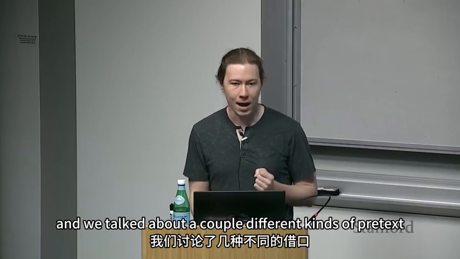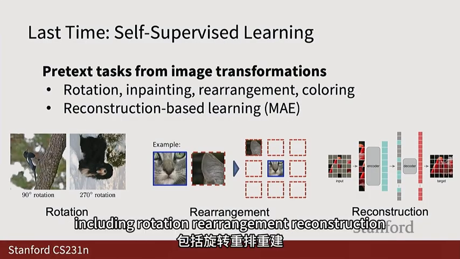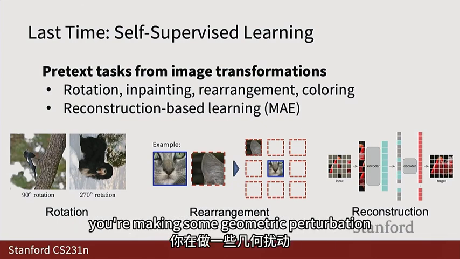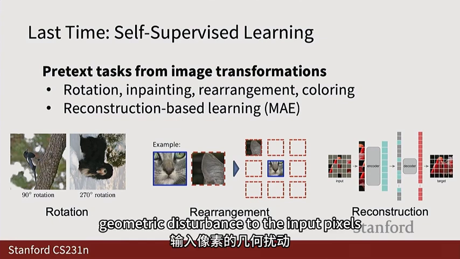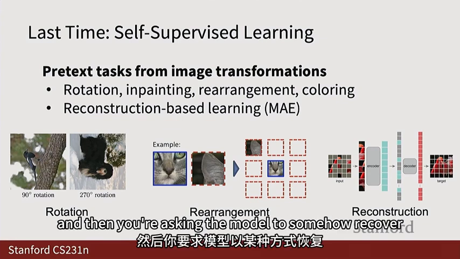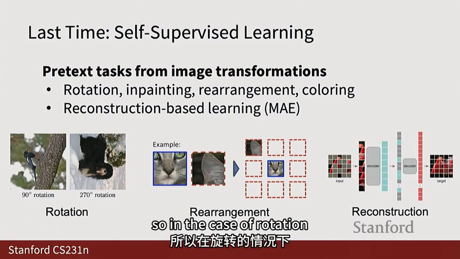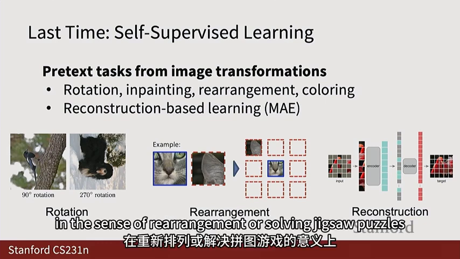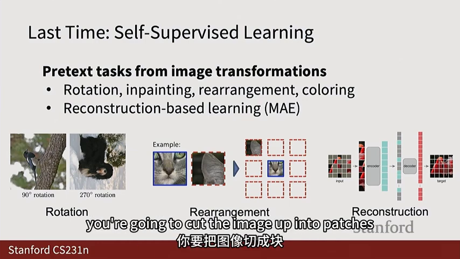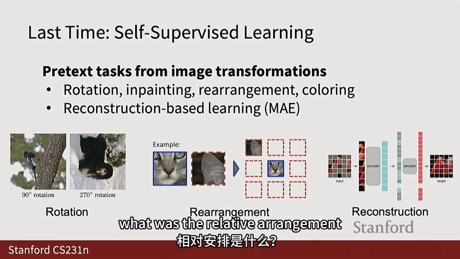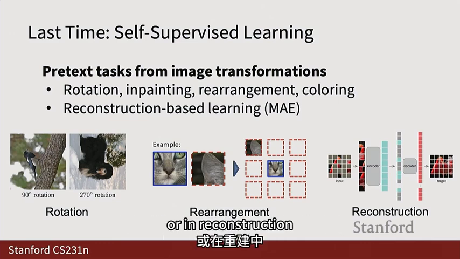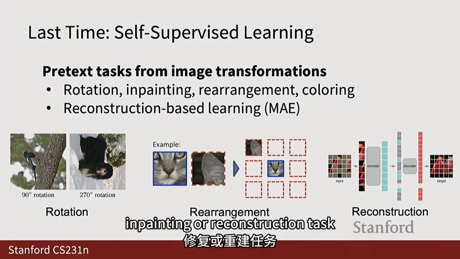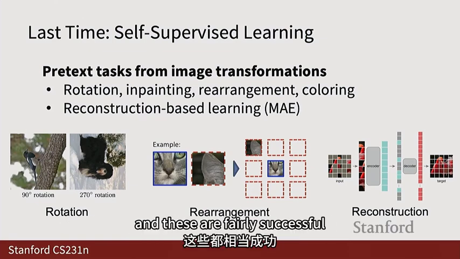We talked about a couple different kinds of pretext tasks last time, including rotation, rearrangement, reconstruction. All of these are basically making some geometric perturbation, some geometric disturbance to the input pixels, and then asking the model to somehow recover from that perturbation. In the case of rotation, maybe you rotate the image and you ask the model to predict how much it was rotated. In rearrangement or solving jigsaw puzzles, you cut the image up into patches and ask the model to predict the relative arrangement of those patches in the original image. Or in reconstruction, maybe you delete some parts of the input image and then ask the model to fill them in as some kind of in-painting or reconstruction task. And these are fairly successful.